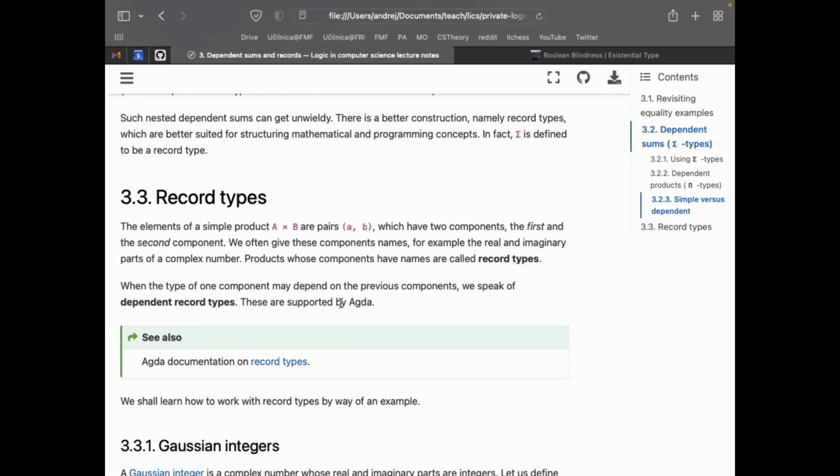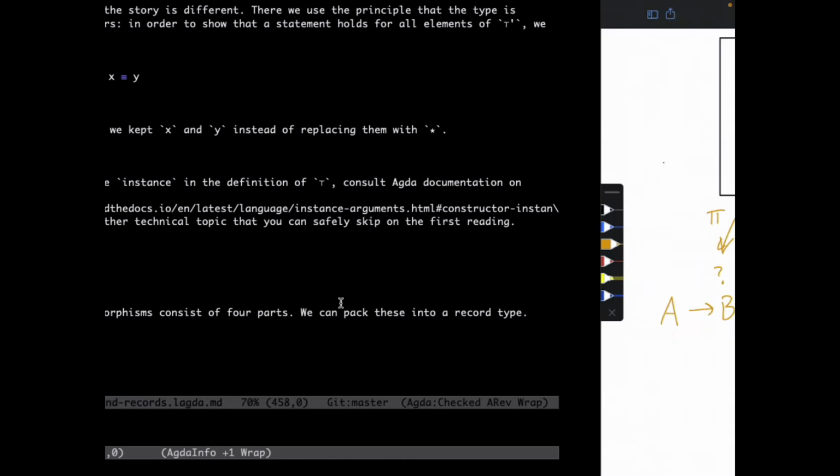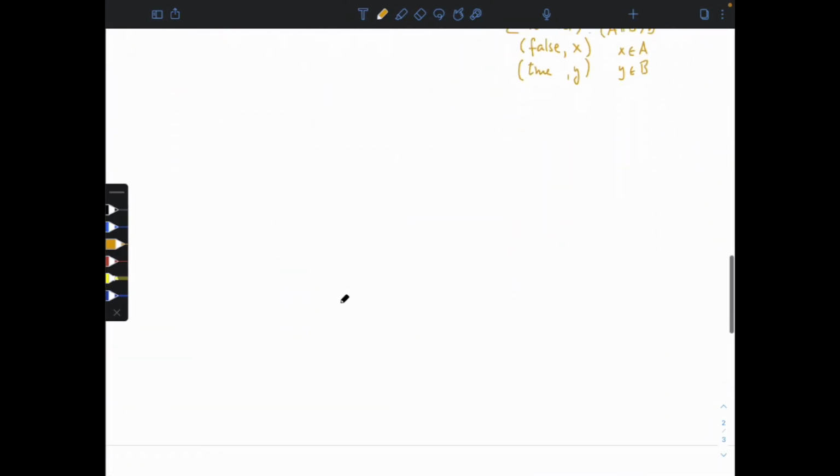Anyhow, let's go on. So what are these record types? Let me explain the idea from a couple of points of view. Let's do the programming point of view first. I don't know if you were in principles of programming languages, you probably heard this story before.